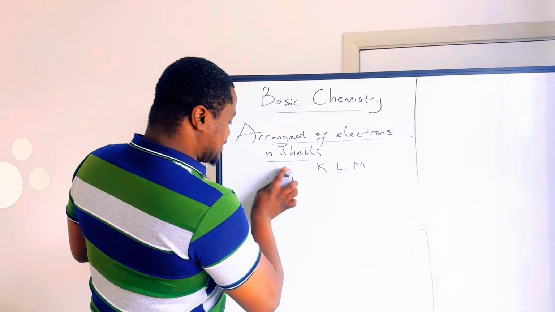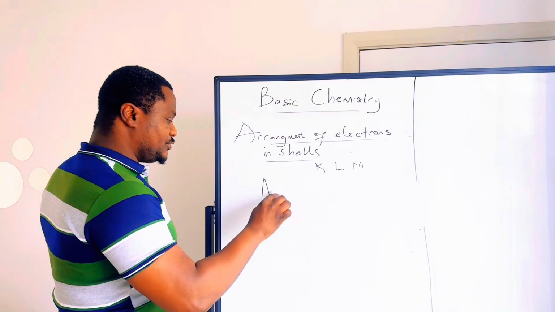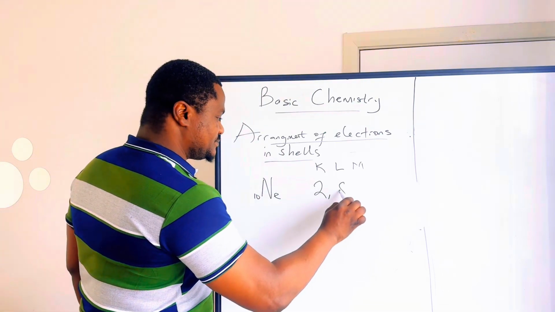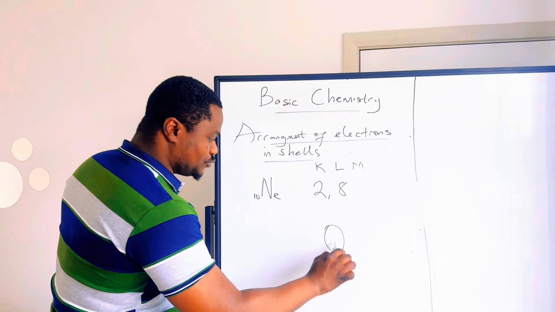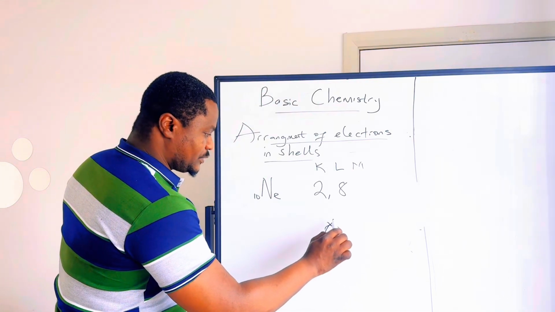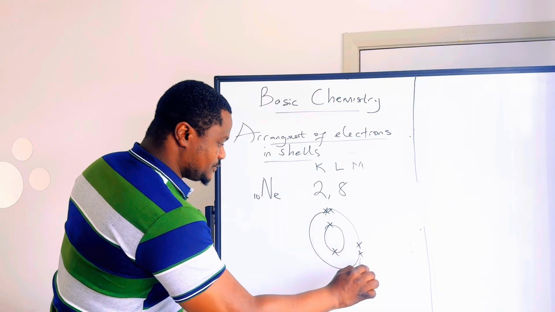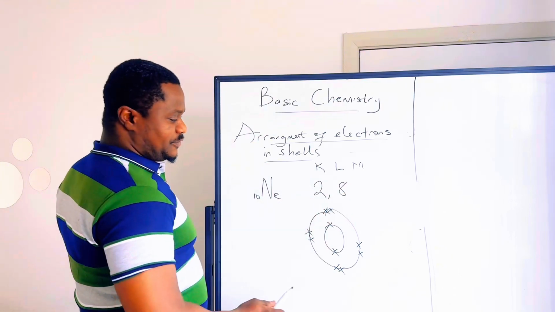Let me use something like neon. Neon is element number 10. Now, this is what? 2, 8. Now, this 2, 8, if you want to draw it, still very simple. You do 1, 2. Are you there? Then the outer one that has 8, you pair them in pairs. 2, 2. All the orbitals are filled.